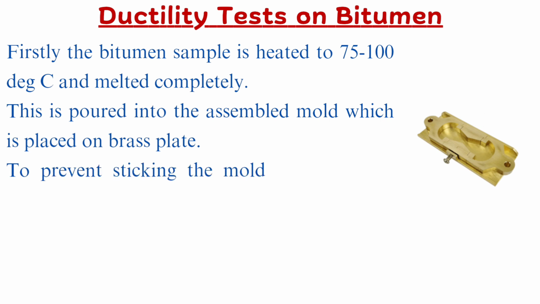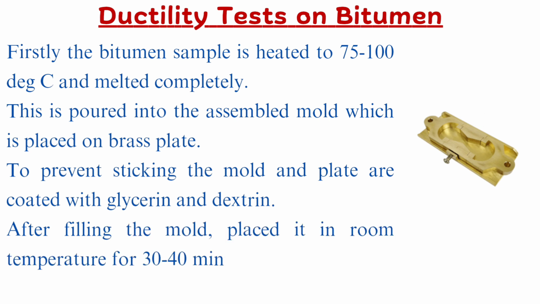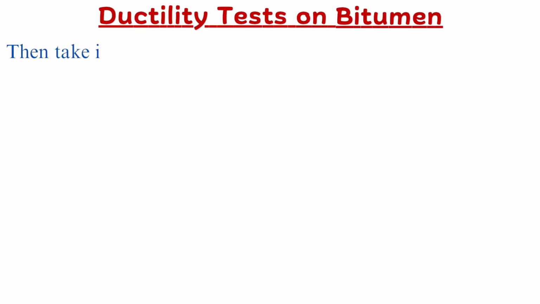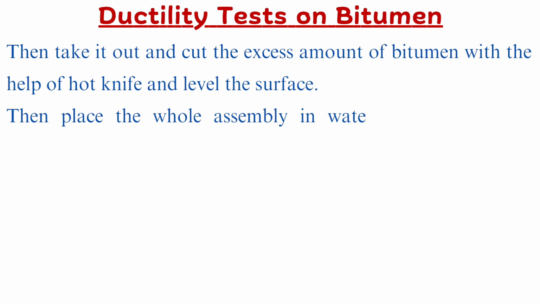Ductility tests on bitumen. The property of bitumen which allows it to undergo deformation or elongation is called ductility of bitumen. The ductility of bitumen is measured by the distance in centimeter to which the bitumen sample will elongate before breaking when it is pulled by standard specimen at specified speed and temperature.